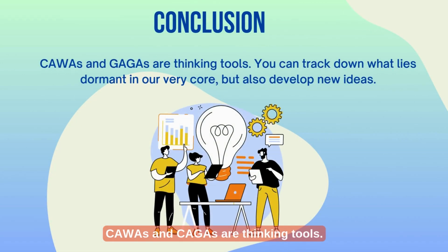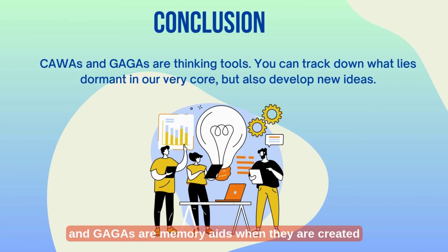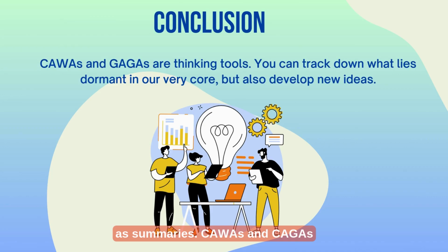CAWAs and GAGAs are thinking tools. They can track down what lies dormant in our innermost being, but also develop new ideas. CAWAs and GAGAs are memory aids when they are created as summaries. CAWAs and GAGAs can be a cheat sheet for a test or exam, but also the basis for a presentation, lecture, or seminar. The CAWA can also be a summary of a text from a short newspaper article or a book.